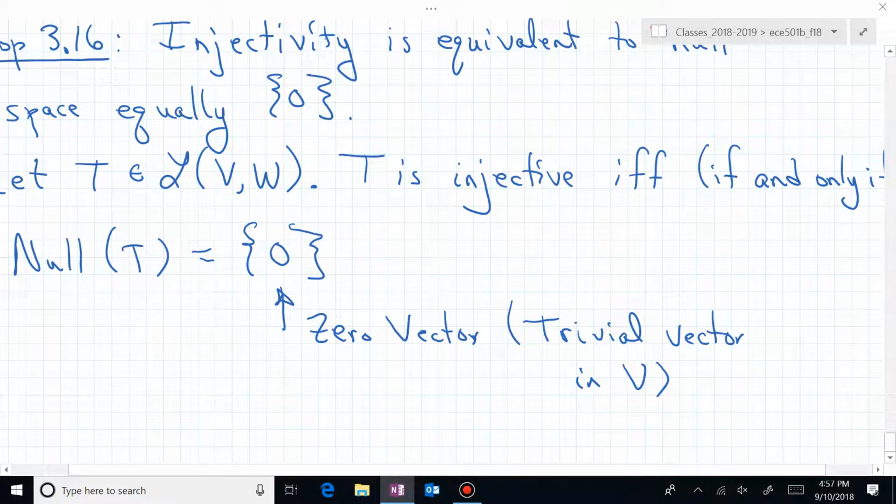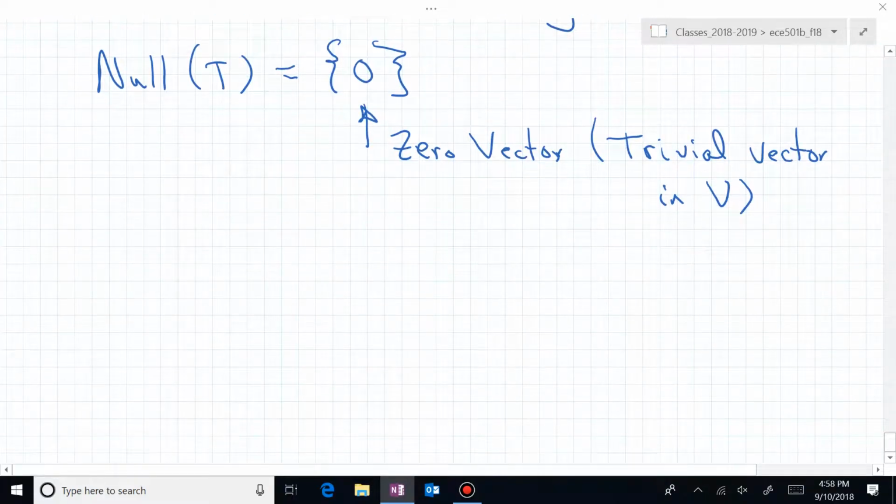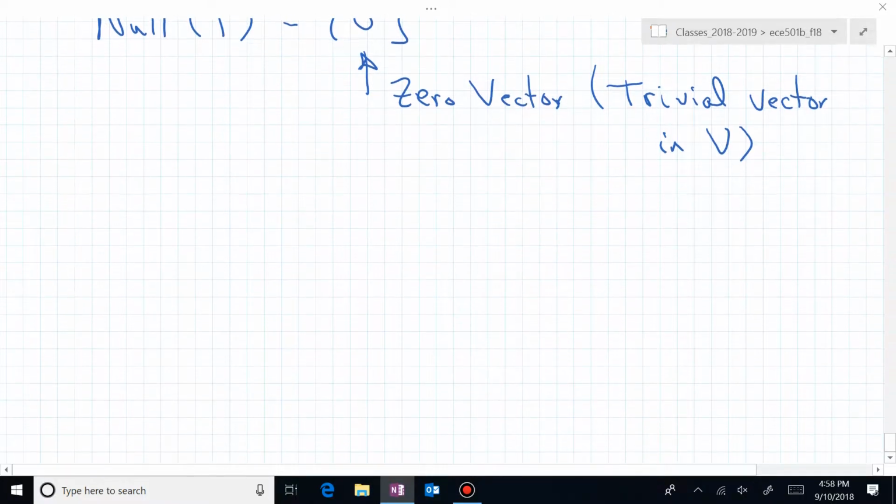Well, now that's really saying if T is injective, then the null space is 0. Or it's also saying if the null space is 0, then T is injective. So it's conditional in both directions. We now have to prove that the conditional statement goes in both directions. We can say if A then B, or if B then A. If we can show both of those, then we've proved that it is an if and only if statement. So that's what we want to do.